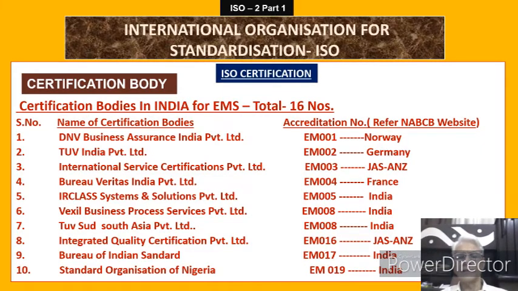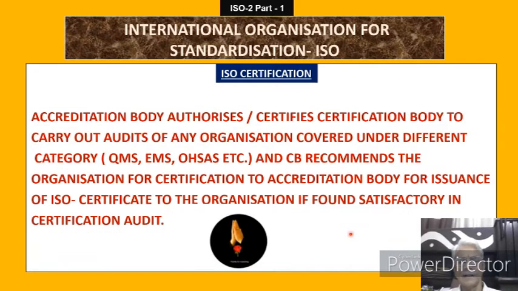Now I'll move to the next slide. Certification body: if the certification body finds that everything is okay in their certification audit, then they recommend to the accreditation body the issuance of a certificate. The accreditation body issues a certificate to the organization and that's how this organization is certified for their quality management system or EMS system or OHSAS, etc., for which they have applied. So this is all about accreditation bodies and certification bodies.